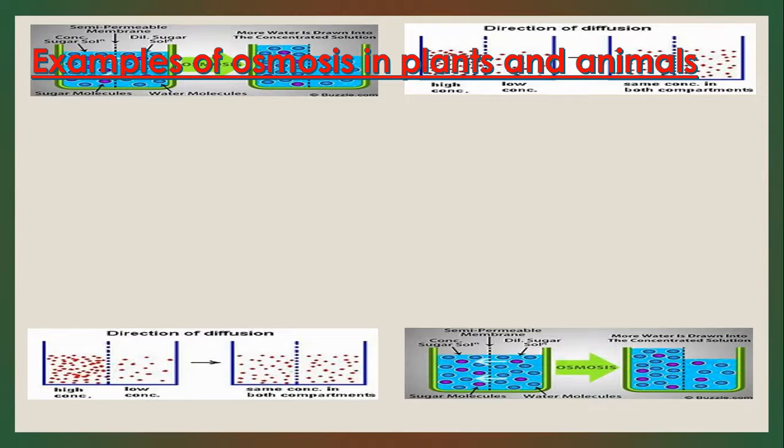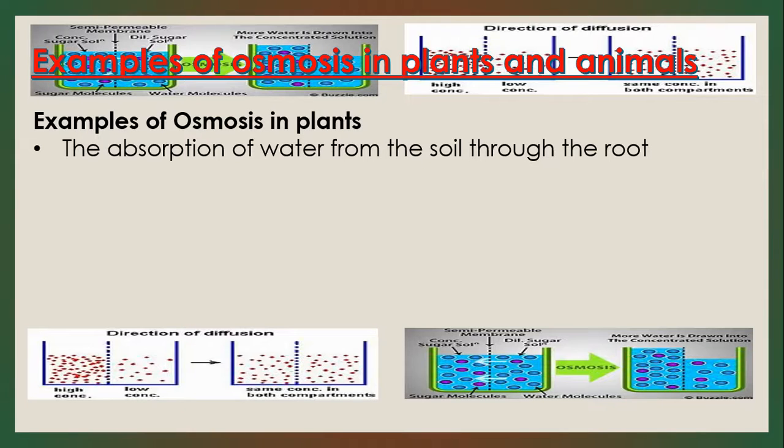So, under examples of osmosis in plants and animals, we are picking plants first. Is there any evidence of water movement in plants? Yes, if there is, then we'll say osmosis is taking place. So one, the absorption of water from the soil through the roots is one evidence of osmosis. And why is it so?